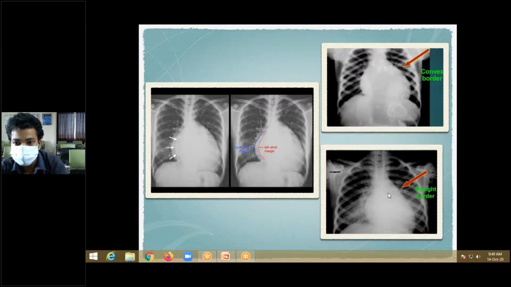Here you can see in this chest radiograph either a convex border or a straight border in left atrial enlargement. Whereas in right atrial enlargement, there will be shifting of the right atrial margin more towards the right side.